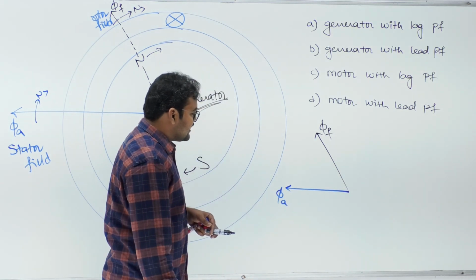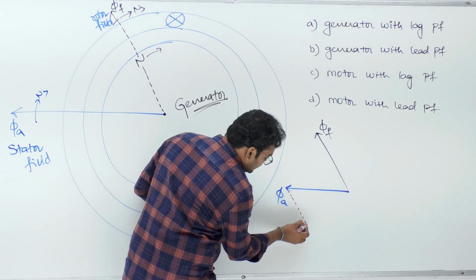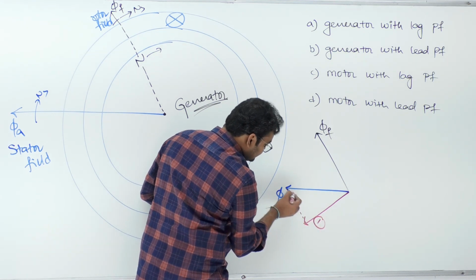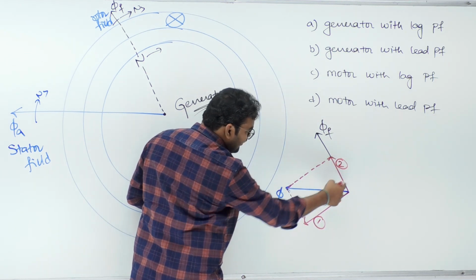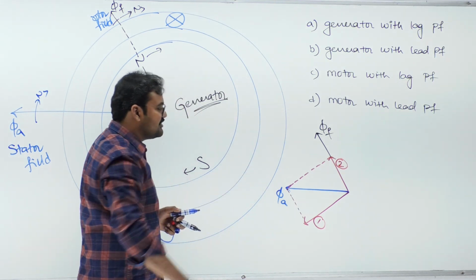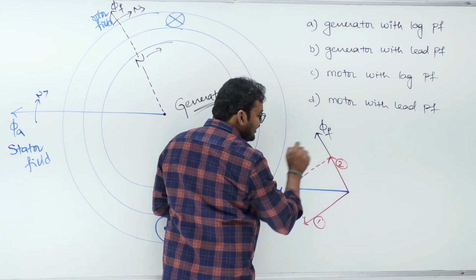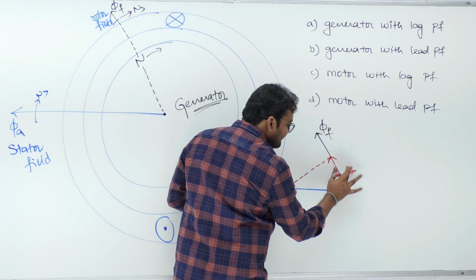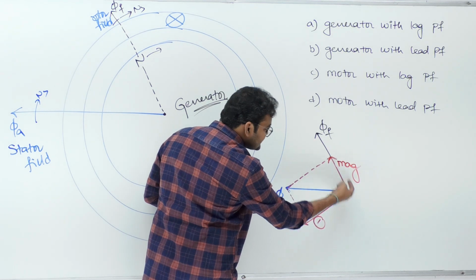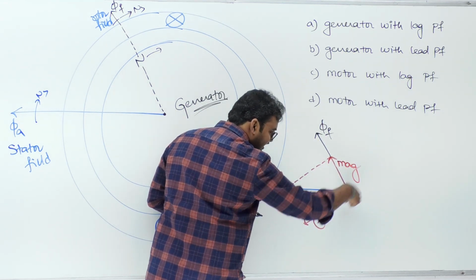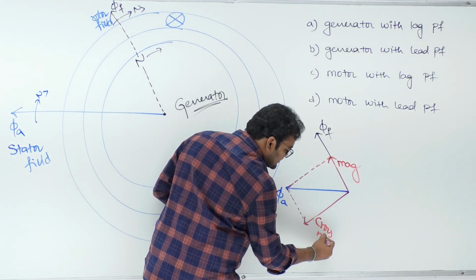Now what I can do here is resolve this armature flux into two components. You see, this is one component and this is the second component. Will you tell me the sum of 1 and 2 is definitely equal to the resultant armature flux? Am I right? And if you look at this second component, is it in the direction of main field or opposite direction? In the direction, that means definitely this is going to be magnetizing in nature. And if you look at the first component, is it in the direction of main field, opposite direction of main field, or exactly perpendicular to main field? Exactly perpendicular to main field. Therefore, this is going to be cross magnetizing.